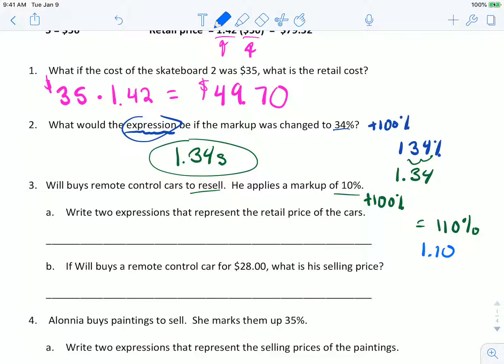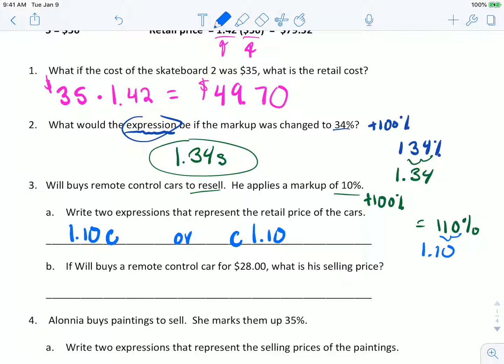1.10. Good. So it says write 2 expressions, so we could write it as 1.10 times, now what are we dealing with? Remote control cars? Yep. So I'm going to do 1.10 times C, or that's the same thing as saying C times 1.10.